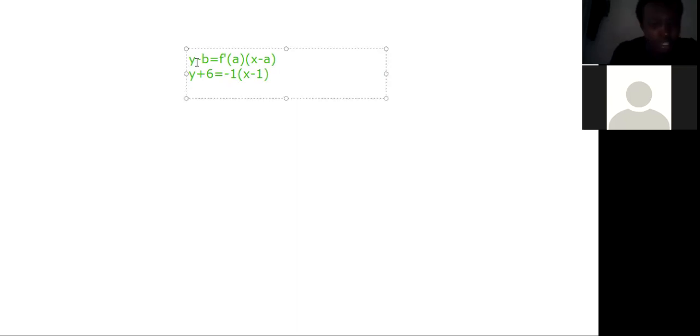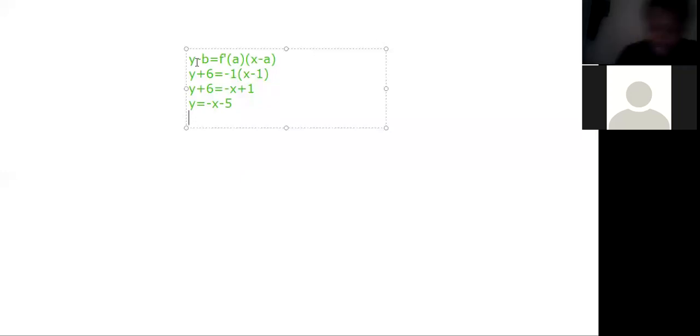So then we are finding the equation. Our equation will now become y plus 6 is equal to minus x plus 1. Then we can further go, y is equal to, when 6 crosses it becomes negative, so I'm going to get minus x minus 5. This will be the equation of our tangent.